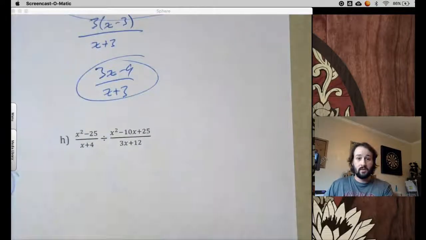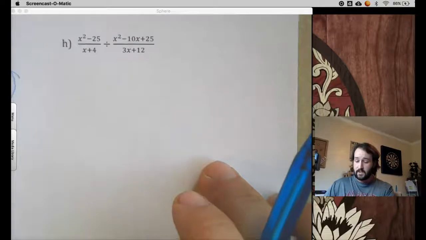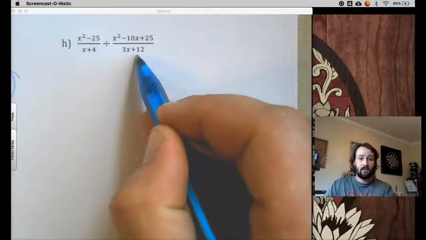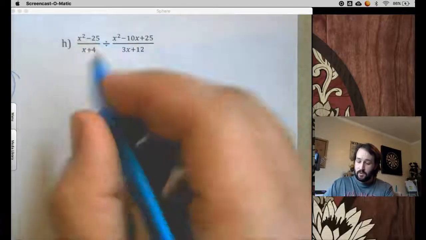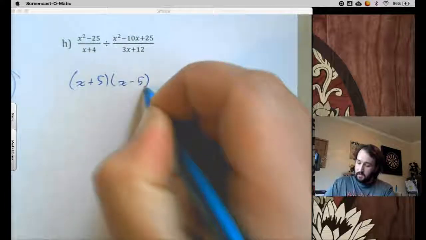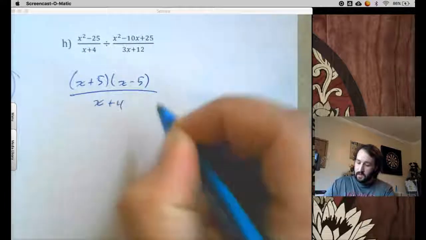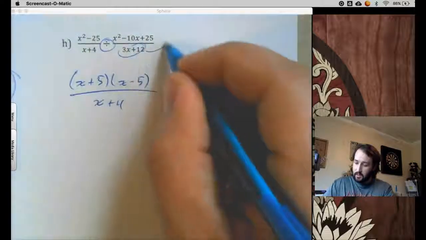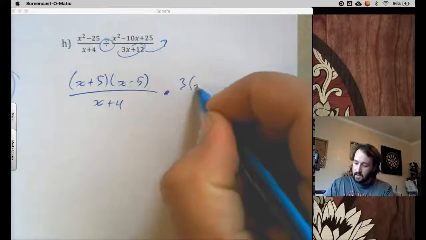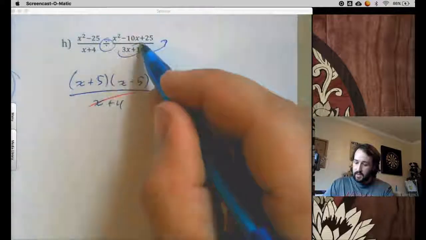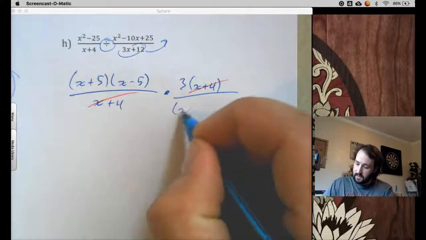All right, probably going to be able to do it again in this next one. So again, I see quadratics. I see a quadratic, I see a quadratic, I see that I can factor 3 out of this. So with the quadratic over here, that's x plus 5 and x minus 5 over x plus 4. Now I need to change that to multiplication and make this become the numerator. So 3 times x plus 4. Look at that, the x plus 4s already go away. That's cool. Over, this would be x minus 5 times x minus 5.